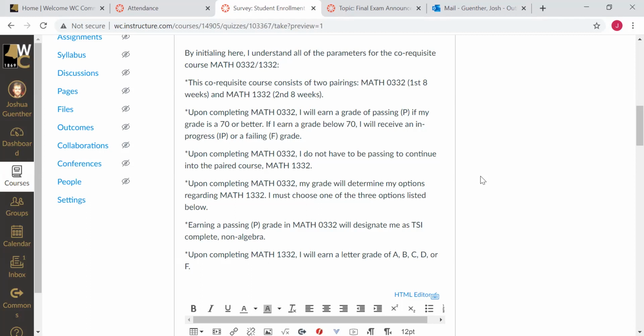Earning a passing grade. So if you pass the 0332 portion and you get that P, and then you go on to 1332 and you end up failing it, well, you can then go into a new semester and just retake 1332 alone because you passed the 0332 class. You've said, hey, I've done the work that's necessary to prepare me for 1332. So again, this is confusing. I'm confusing myself just saying it out loud. But if you're just following along and you're passing the course right now, these are options that don't necessarily apply to you. If you're close to passing, you still have options as well.